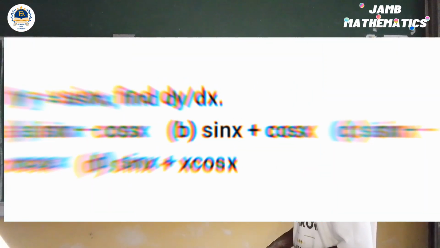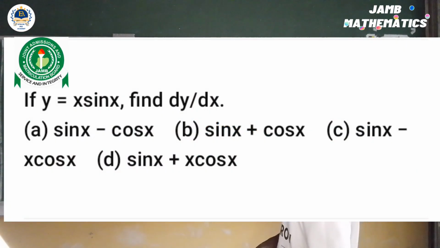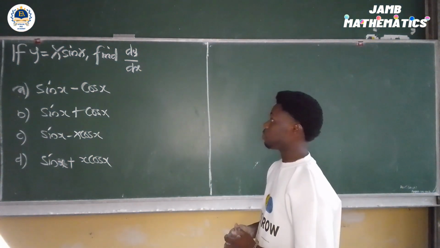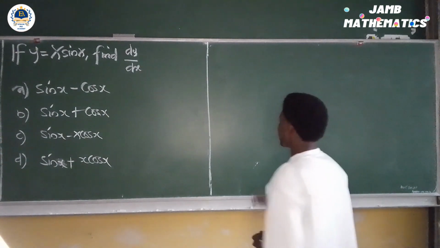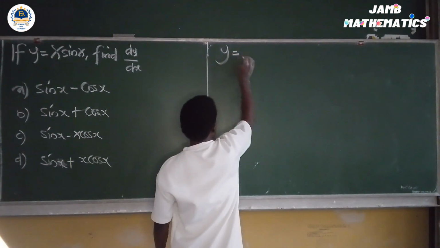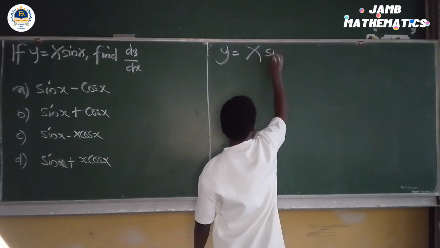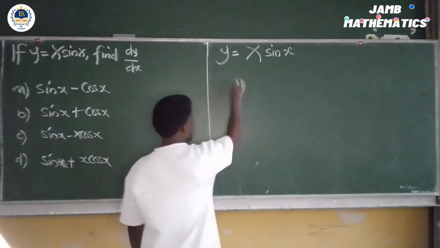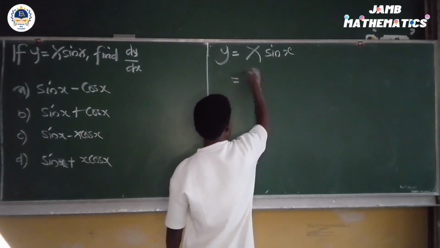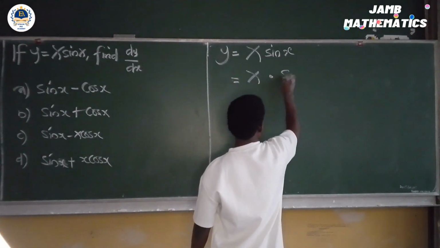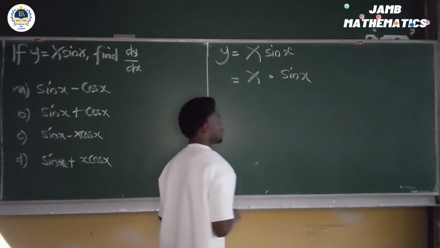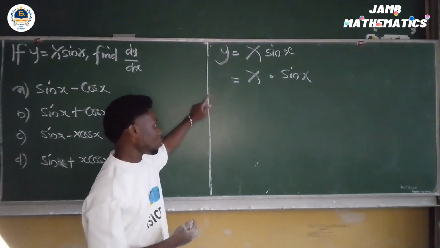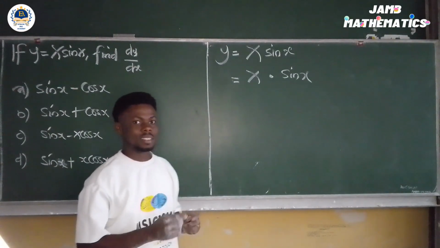The question says, if y is equal to x sine x, find dy over dx. The options are given below. In the question on the board, y is a function of x sine x. We can also express this function as x times sine x. So this means that y is a function of the product x and sine x.